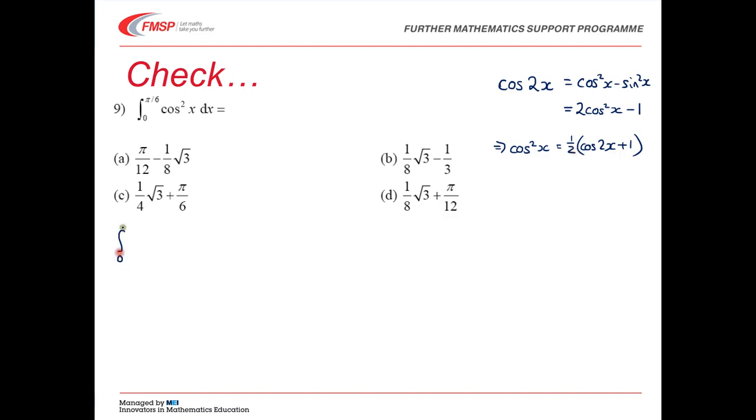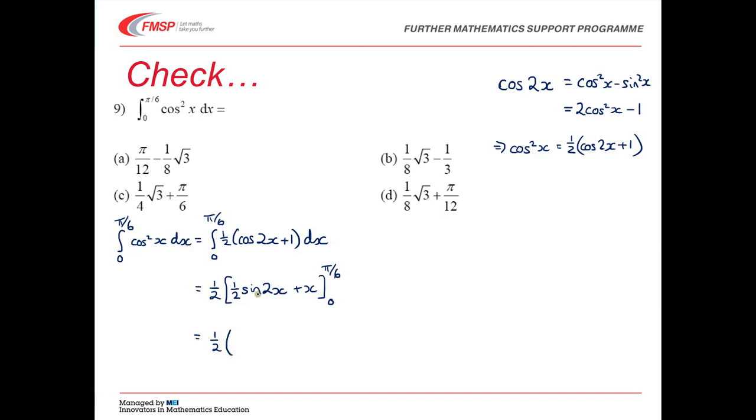So, the integral from 0 to pi over 6 of cos squared x dx is the integral from 0 to pi over 6 of a half (cos 2x plus 1). So a half at the front. Integrate cos of 2x, and broadly speaking I'll get sine of 2x. If I differentiate that, that would be 2 cos 2x, so I need a half in front of it. Or you might have learnt that as a standard result. Integrate 1 and I get x from 0 to pi over 6.